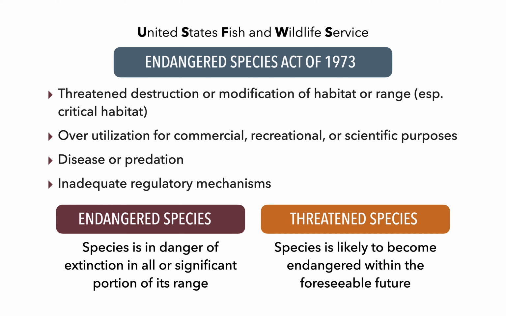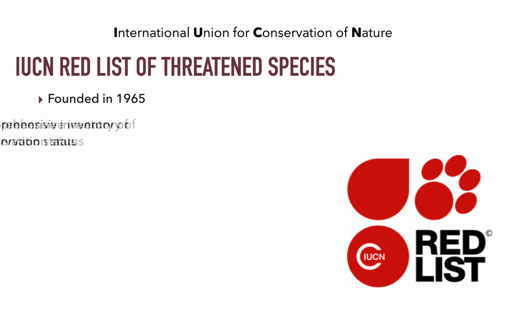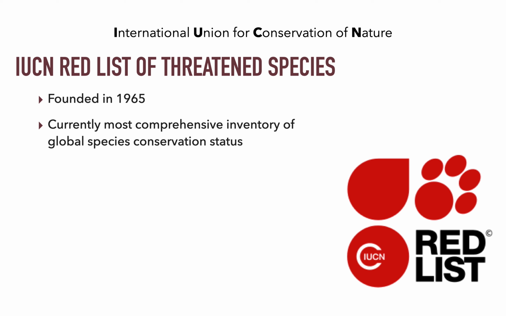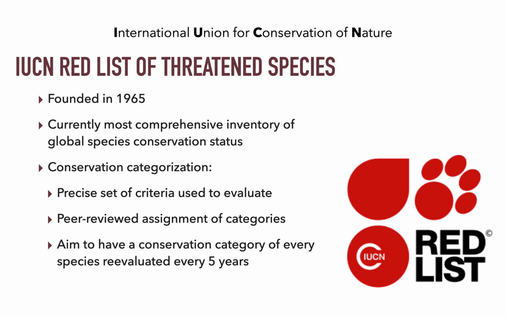What about around the globe? Many other countries have similar acts, but we lacked global communication. Therefore, the International Union for Conservation of Nature was founded. They established what is referred to as the Red List, which provided the first globally comprehensive list of species and their conservation status. It established a precise set of criteria to better evaluate species, which was peer-reviewed for accuracy with the aim of reevaluating each species every 5 years.